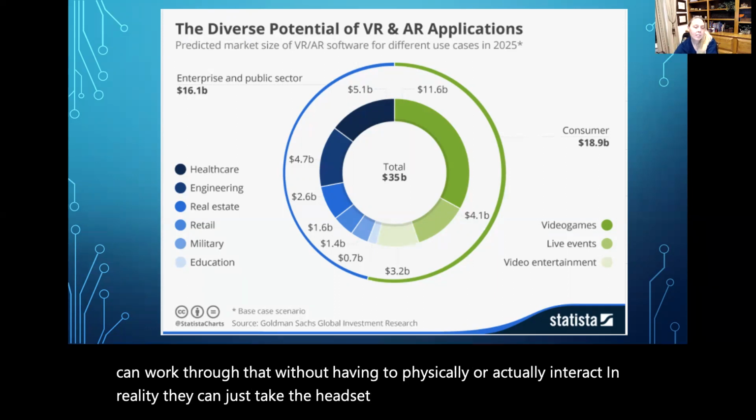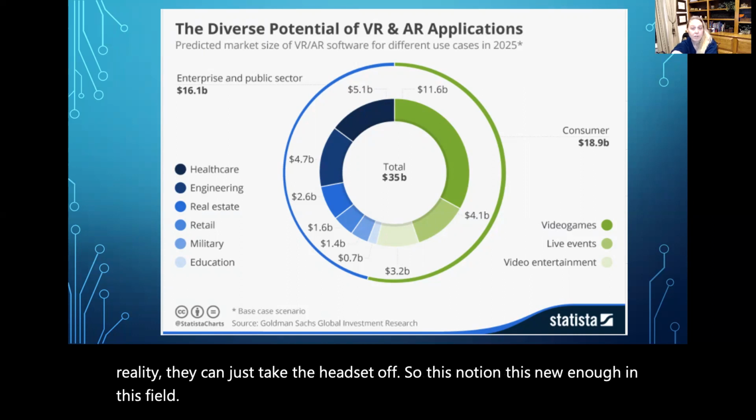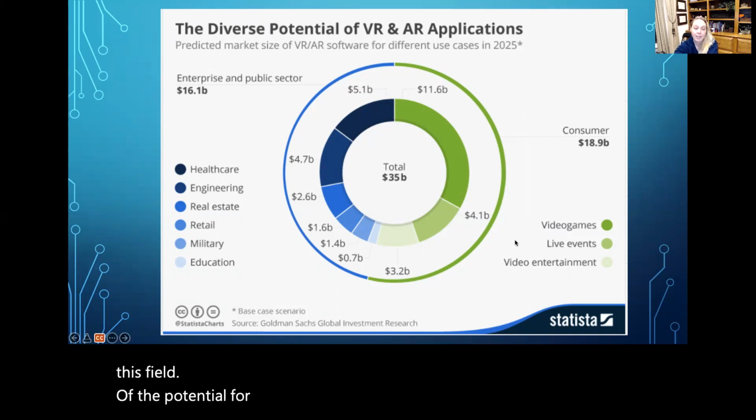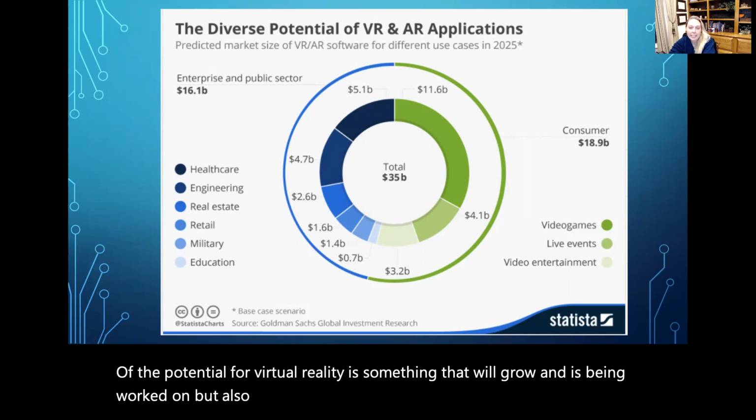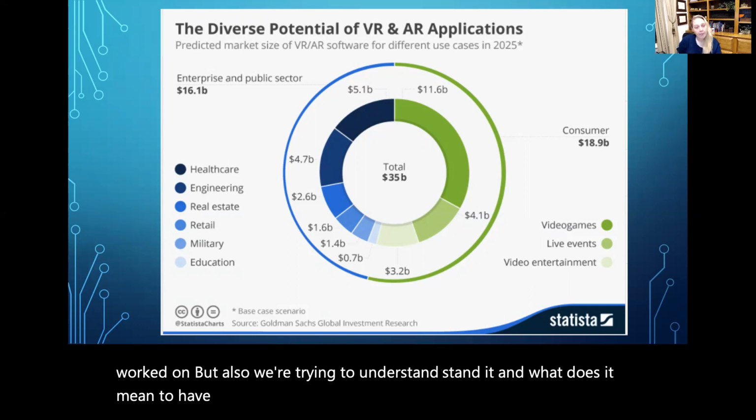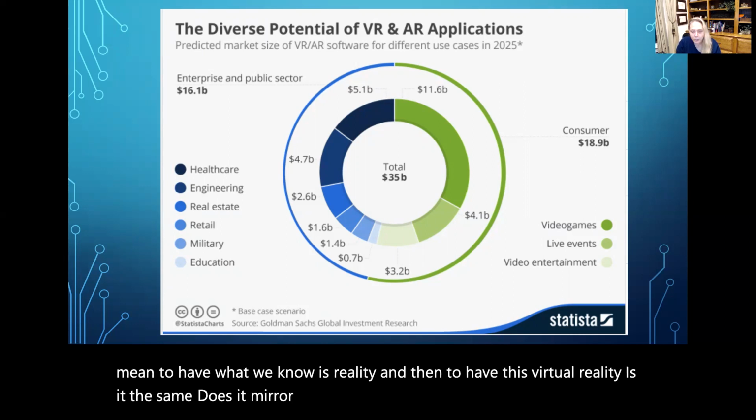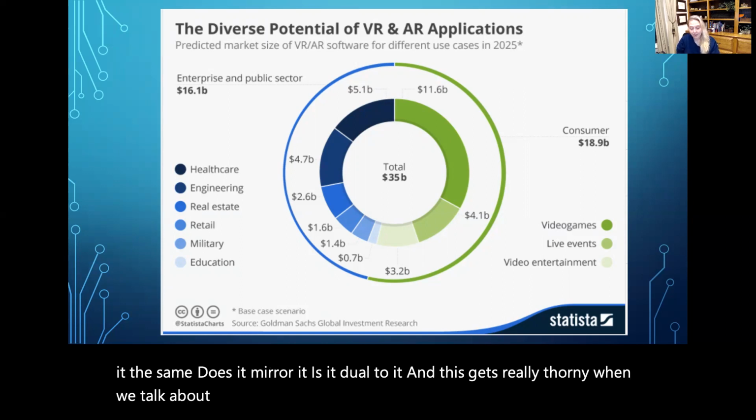So this new field, the potential for virtual reality, is something that will grow and is being worked on, but we're also trying to understand it. What does it mean to have what we know as reality, and then to have this virtual reality? Is it the same? Does it mirror it? Is it dual to it? And this gets really thorny when we talk about laws and forensics.